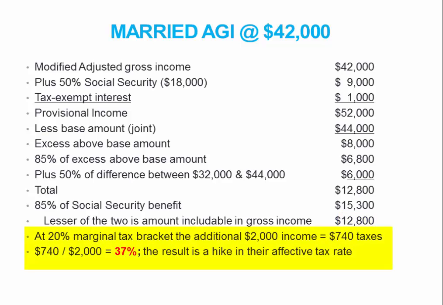The point in all of this is to note that a $2,000 increase in income accounted for a $740 increase in income taxes. So, even though this couple was in a 20% marginal tax bracket, the added amount of Social Security taxes due to their crossing the threshold means their additional $2,000 income was actually taxed at a 37% effective tax rate.